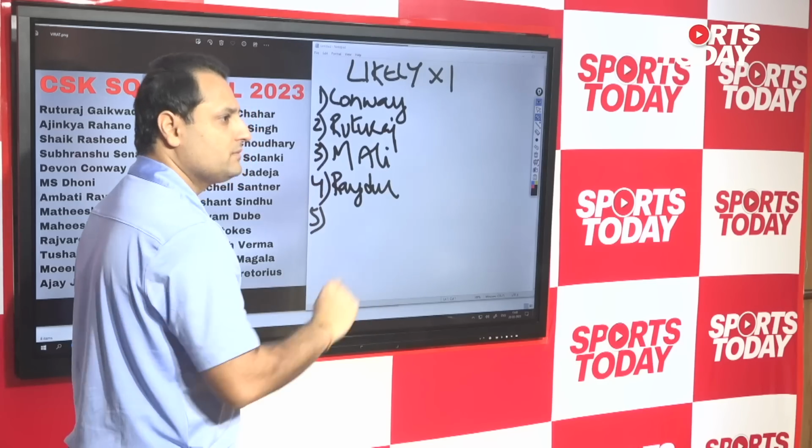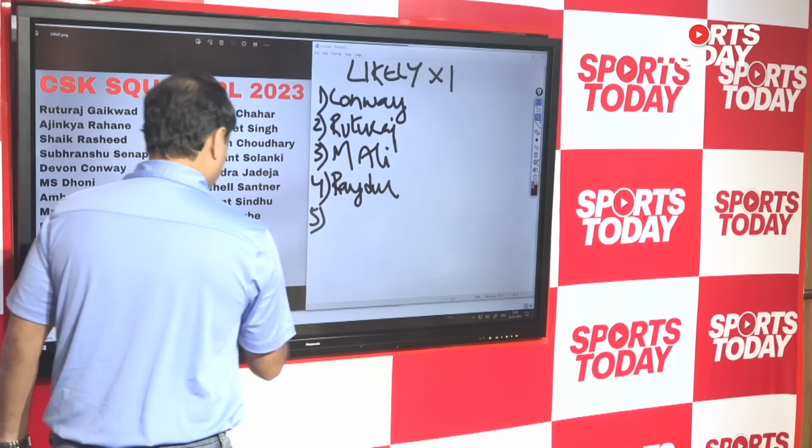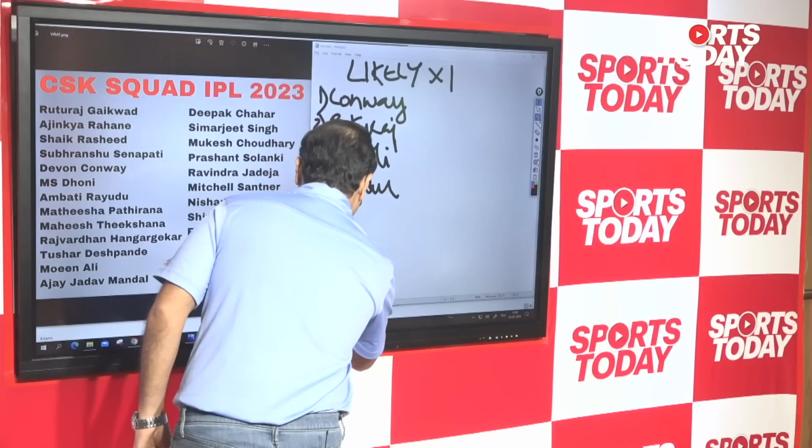Or Shivam Dubey. Okay, I'm just putting. Number 5 would be Jadeja. Shivam Dubey actually can be a good impact player candidate. So I'm just saying, for your sake, just putting 11 names. Jadeja will be 5.